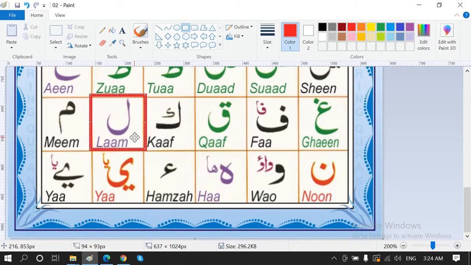Next one is lam. Lam is pronounced from the edge of the tongue and the part of our palate which is quite near to our upper front teeth. Lam.